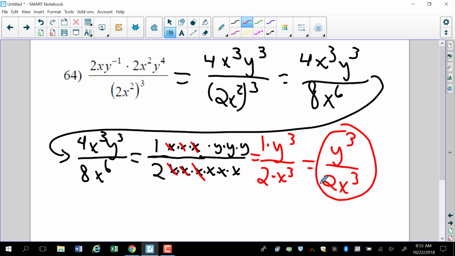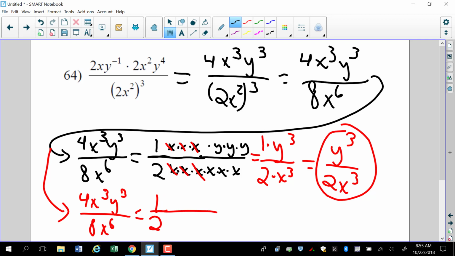Now, you could do this by working over here. So if you wanted to, you could do it this way, or if you want another option, if you have 4x cubed, y cubed, if you just want to look at another way. So still 4 over 8 is 1/2. That's still the first step. Now 3 minus 6 is x to the negative 3. And then I have just a y to the 3. And then what's the rule with the negative exponents? You just move this down to the bottom, 2x to the third.